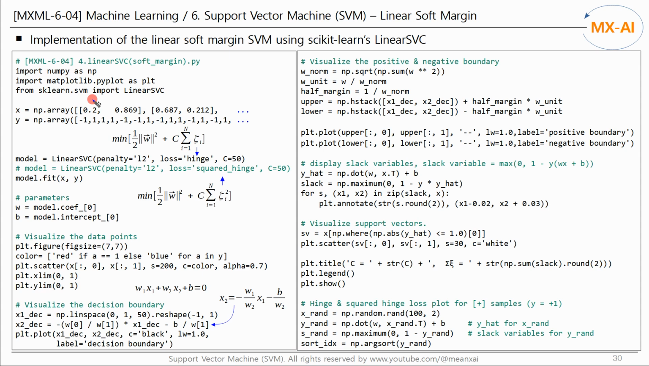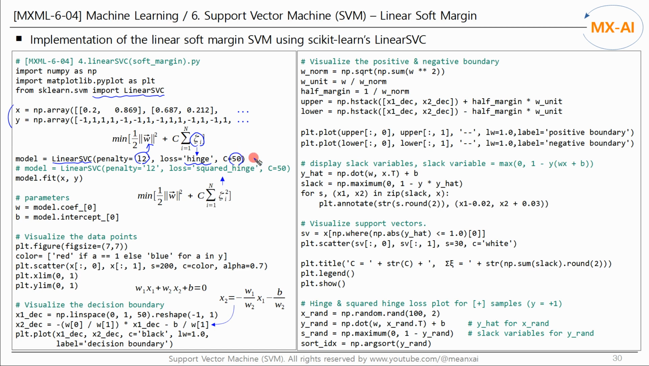This time we will classify this data using scikit-learn's LinearSVC. The data we will use is the same as in the previous code. Create a LinearSVC model. Set L2, i.e. ridge, as the penalty argument. This means this part in the objective function. And we set the hinge as the loss argument. This means this part in the objective function. C is set to 50, the same as the previous code.